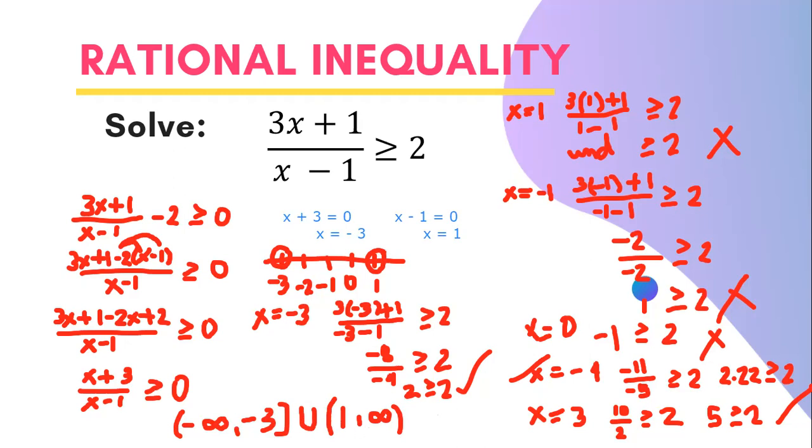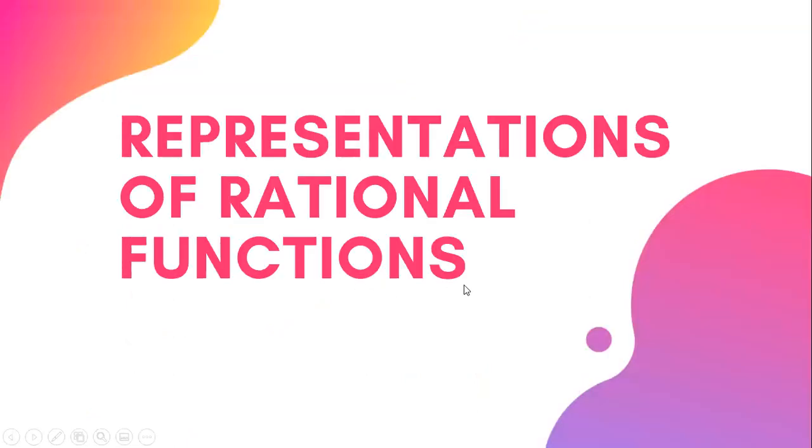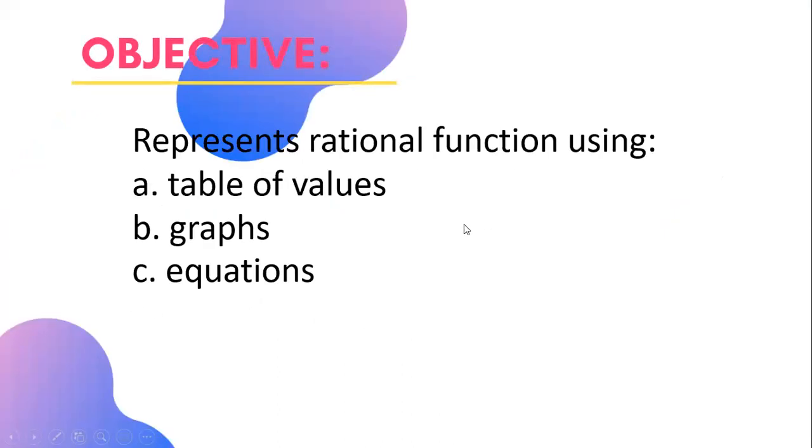It's quite long to solve a rational inequality. Okay? So let's proceed to the next lesson. The next lesson is about representations of rational functions. For us to represent rational functions, you must have the table of values, the graph, and the equation. Sometimes the equation is already given, so all you have to do is to have the table of values and then the graph of it.